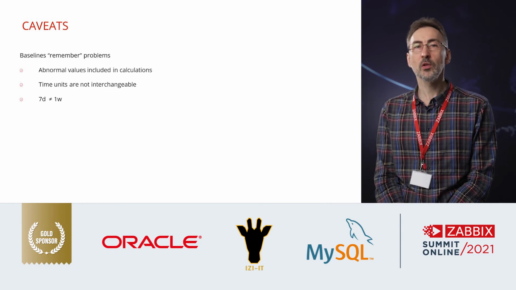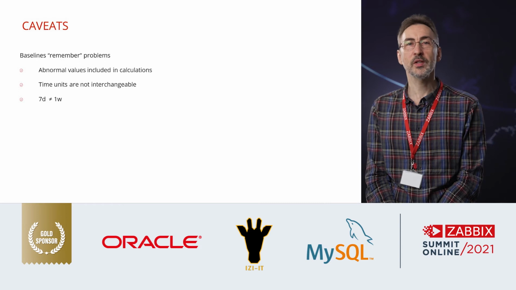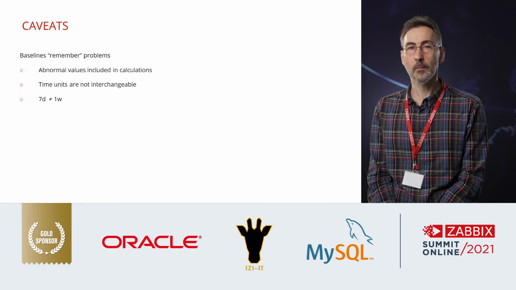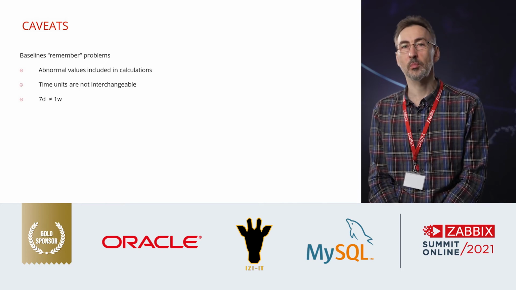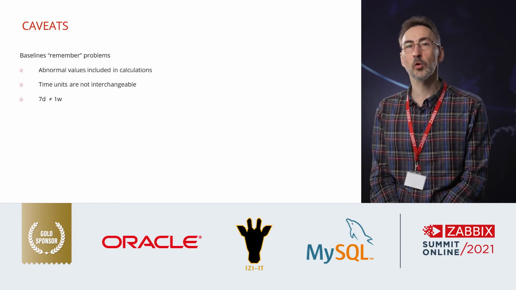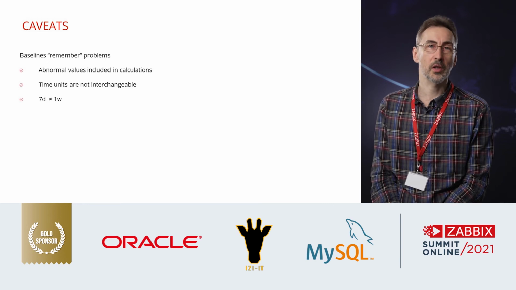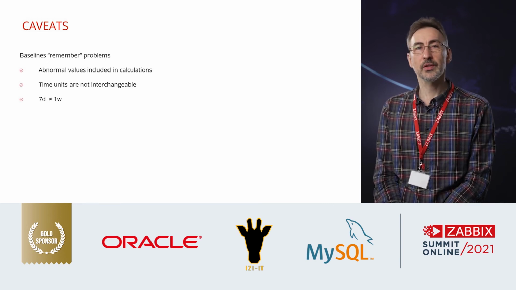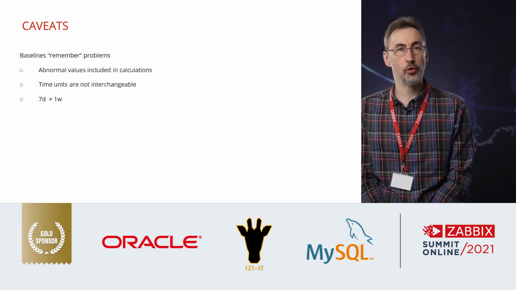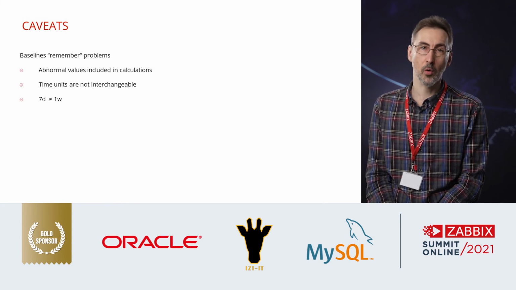Even though the new baseline functions are relatively simple and easy to work with, there is a couple of points to keep in mind. First, baselines sort of remember problems. If you had some accident that resulted in abnormal values, these abnormal values will be included in subsequent calculations until the season advances past the accident. Time units are not interchangeable. 7 days is 7-day seasons, not one season of 1 week.